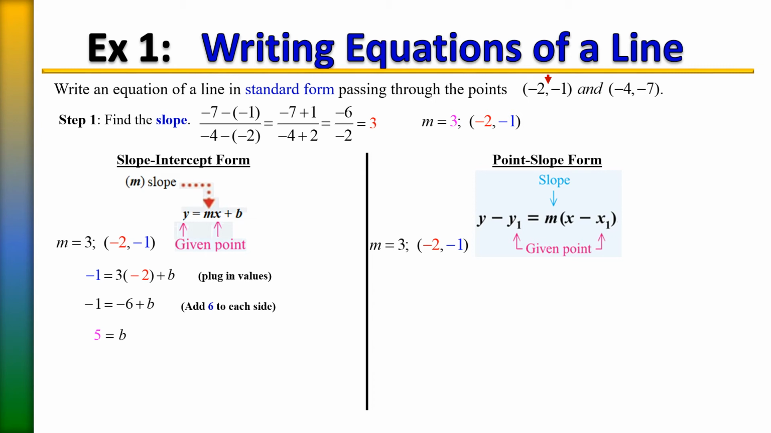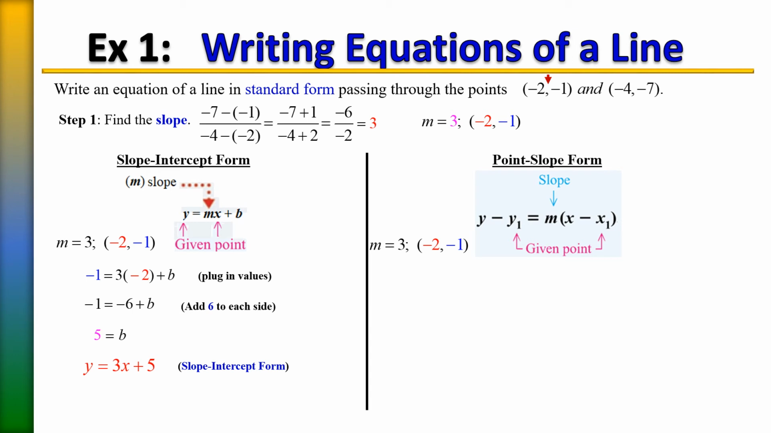Now recall, with this formula, it only gives you b. You have to put everything together. So y equals mx plus b. y equals m, we know is 3, so that's going to be y equals 3x, and we just found out that b was 5, so that will be y equals 3x plus 5, and there you have it in slope-intercept form.